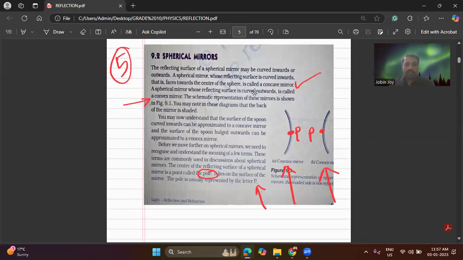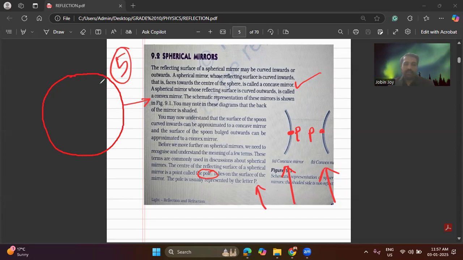Spherical mirror means, as the name indicates, spherical. Spherical means what? Sphere, like this. Okay, there is a sphere, and mirror is a part of this sphere, right? For example, here you can see this is the part of this sphere. That's why this mirror is called a spherical mirror. We know that in a sphere there is a center point that is called C. This is what is called a center of curvature.